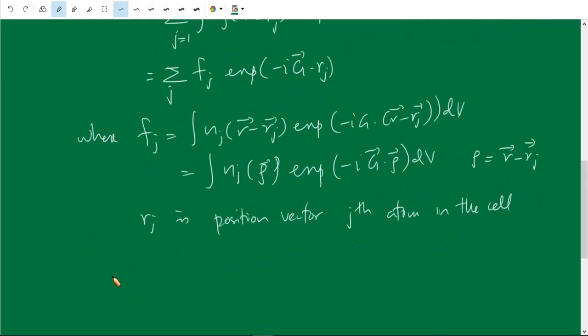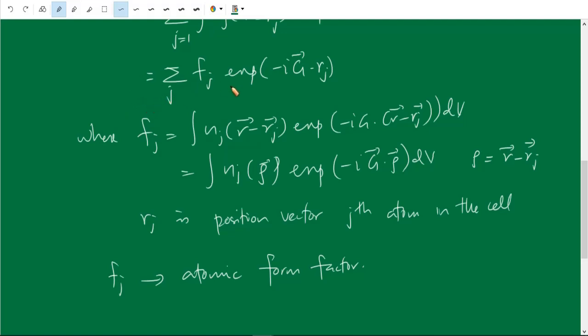So this Fj is called the atomic form factor. The atomic form factor is the contribution to the scattering amplitude in a cell due to a single atom. If you take the summation over all these atoms, we get the total scattering amplitude.